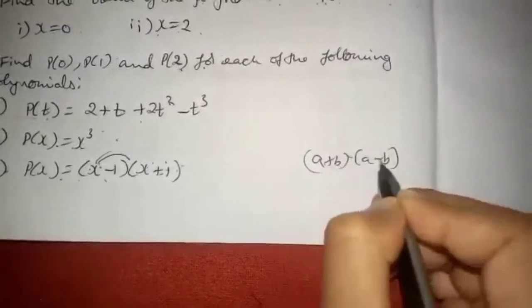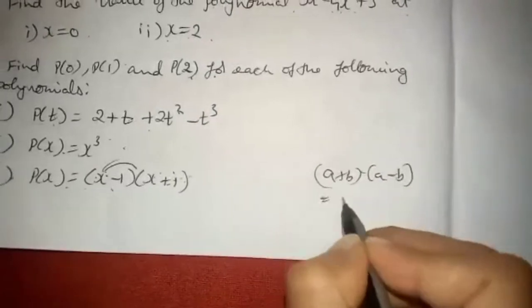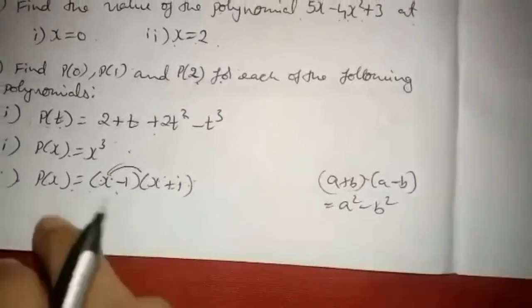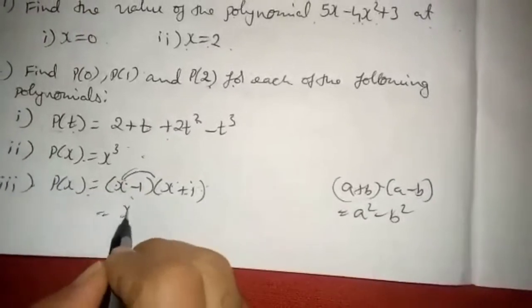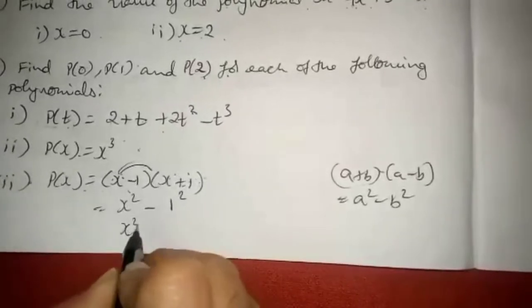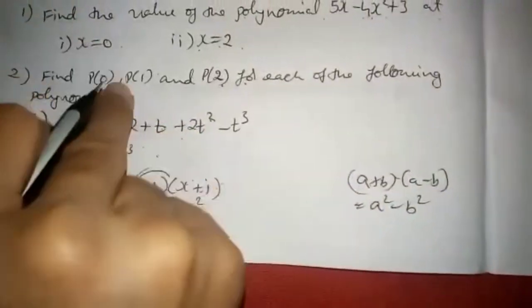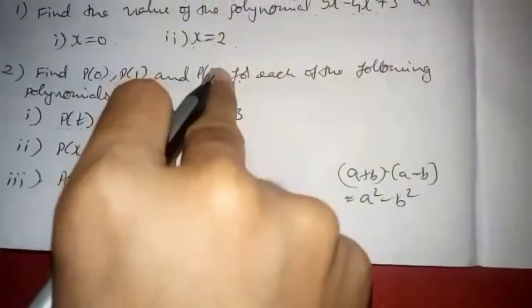Here also, only the sign changes. So a plus b into a minus b is equals to a square minus b square. So what does it become? X square minus 1 square, that is x square minus 1 is the polynomial. Then you have to find the value of p of 0, p of 1, p of 2.